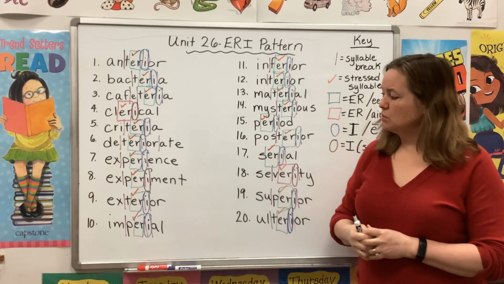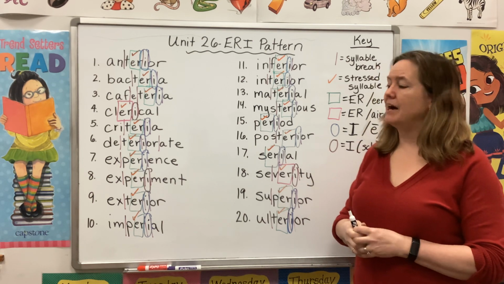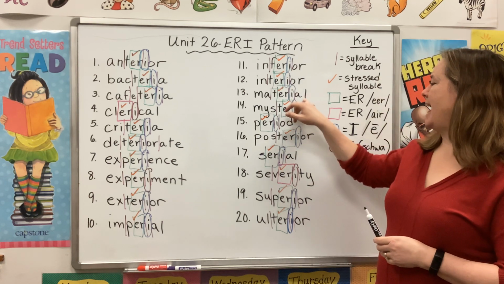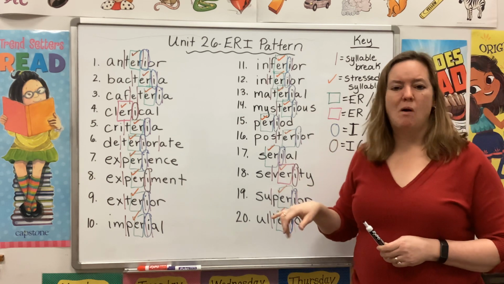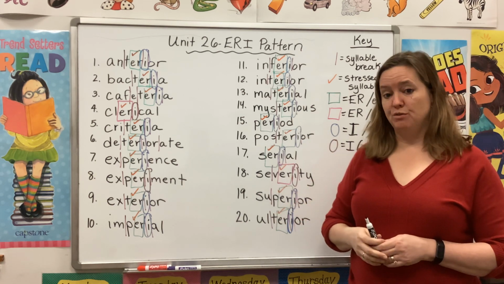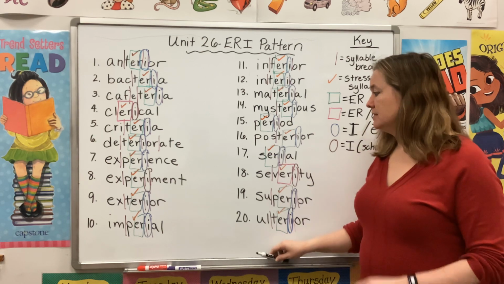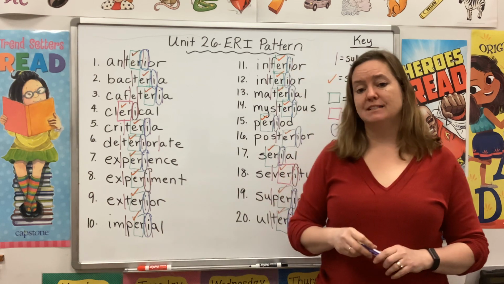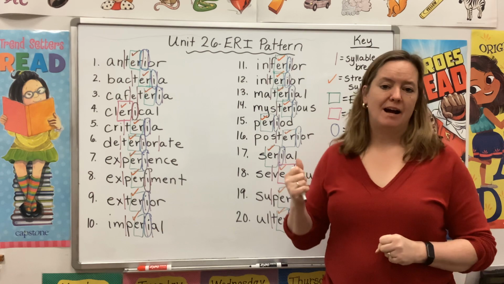The rest of the words shouldn't be too tricky for you because we're seeing a lot of suffixes that we've seen before, like the AL, the OUS, the ITY. That should all be review for you. But I do want to draw your attention to a new suffix. You might have noticed that several words this week end with an IOR ending.